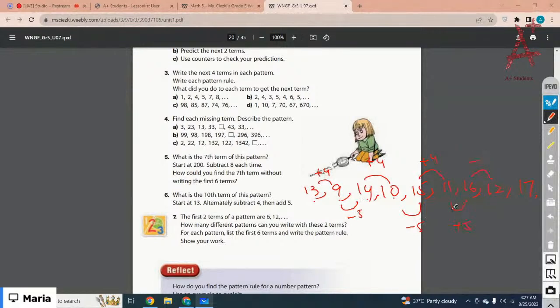Because I forgot what I have to do next, I have to check here. See, 13, subtract 4. This is subtract 4, add 5. Subtract 4, add 5. Subtract 4, add 5. So for the next one, you have to subtract 4. So 17 minus 4 is 13. That means the 10th term is 13.